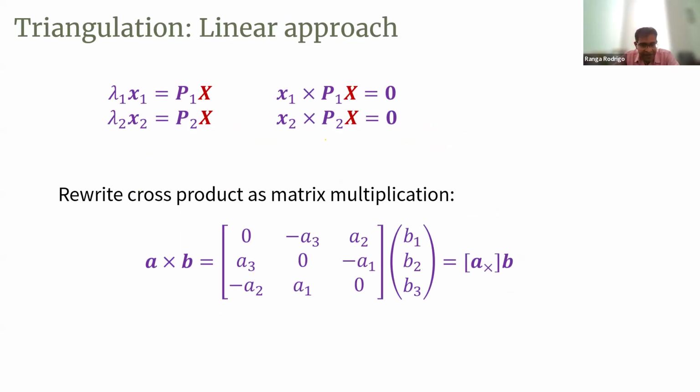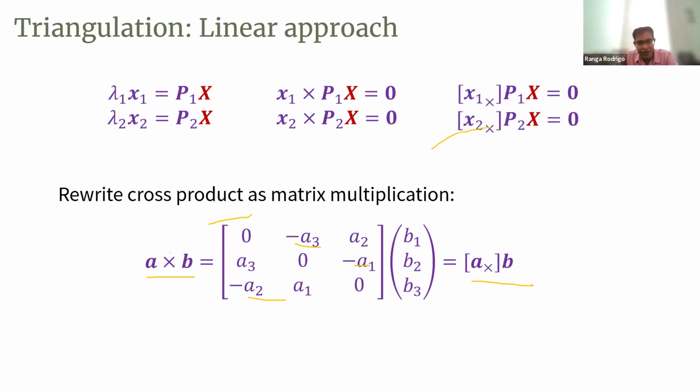This is called the skew symmetric matrix. So if you have a cross product, you can write it as, if you take A's elements, A1, A2, A3, if you write in this fashion, it's called the skew symmetric matrix. A cross product can be shown as a matrix multiplication. That's what they have done here.